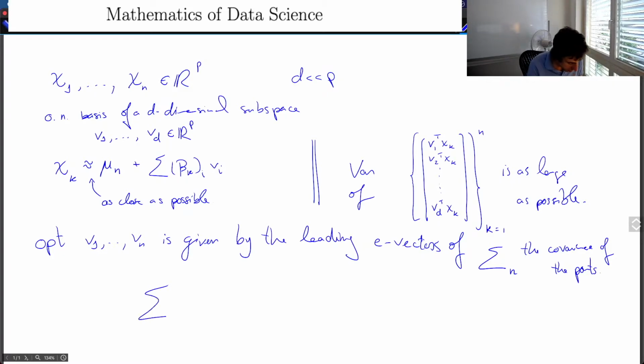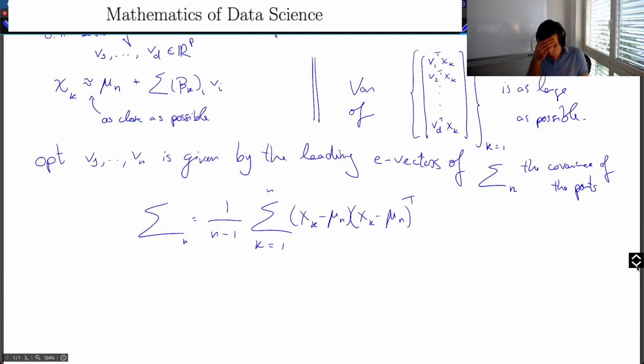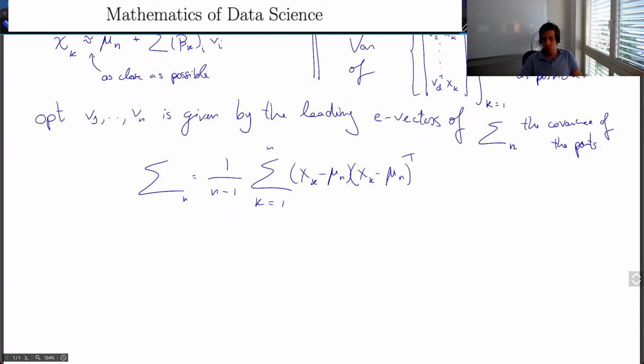Let's write this out again: sigma n equals 1 over n minus 1 times the sum from k from 1 to n of (xk minus the average)(xk minus the average) transpose. So now if you want to visualize your points on a computer screen, it's clear what to do. You pick d equals 2, take the top two leading eigenvectors of sigma, and draw the points in those coordinates. If you have a nice program to see visualizations in 3D, maybe you do it for d equals 3. But there are many more applications for dimension reduction than just visualizing the data.